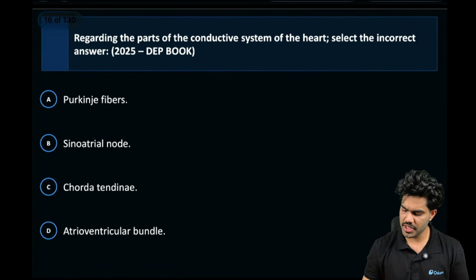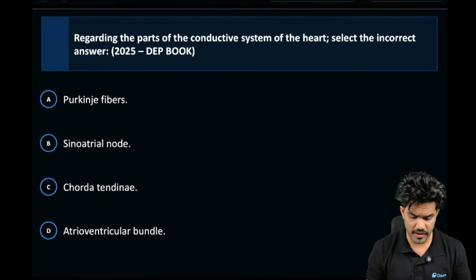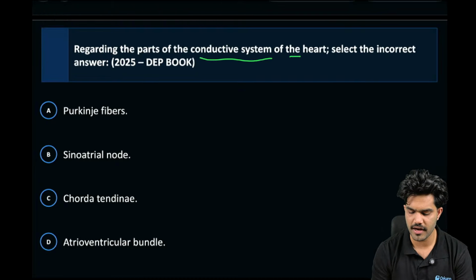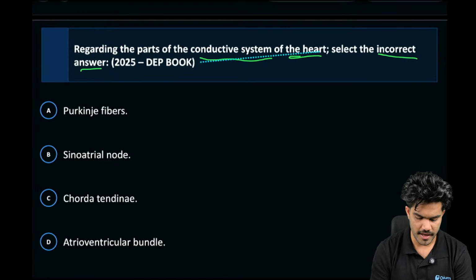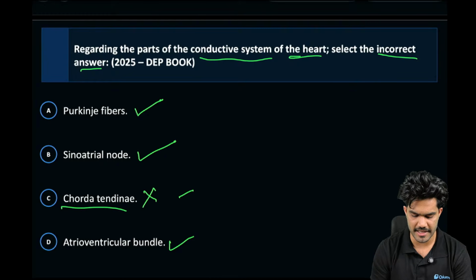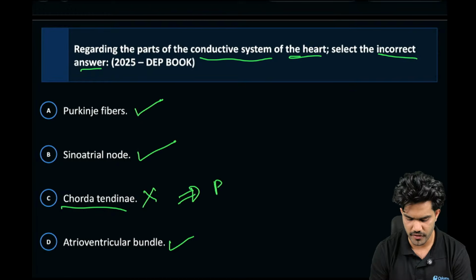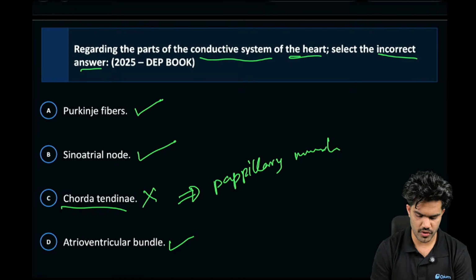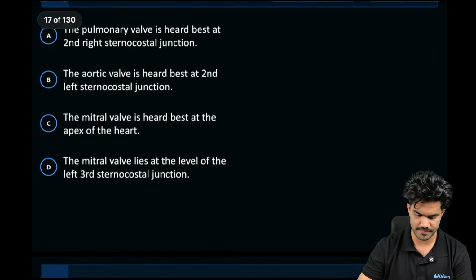Now the next question: regarding the parts of the conductive system of the heart, select the incorrect answer. Purkinje fibers, is it conducting? Yes. Sinoatrial node, yes, it is also part of the conductive system. Atrioventricular bundle, yes. But chordae tendineae is not conducting. It is the tendon-like insertion for the papillary muscles. So C will be the answer.